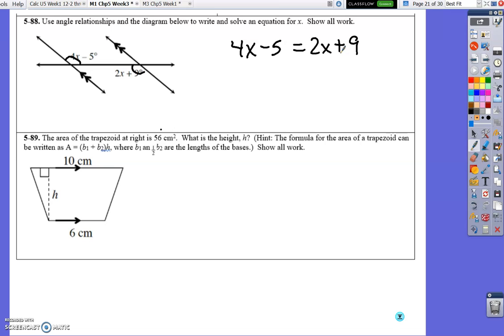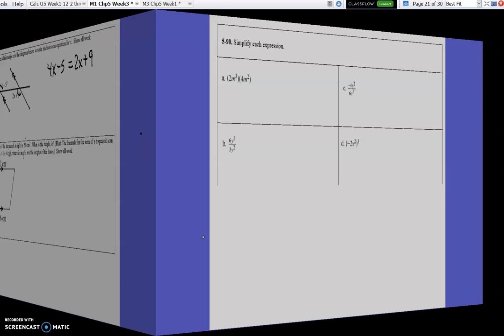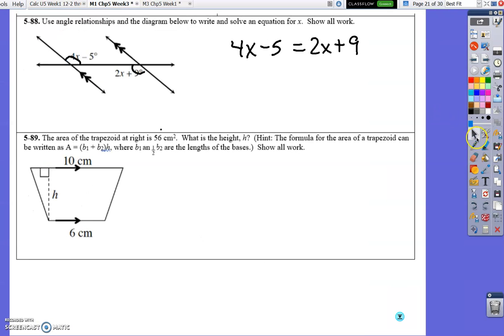The area of the trapezoid at the right is, what's the height? There's the formula. Okay, so our lengths of the bases in this 1/2, that's annoying. Sorry. And so the lengths of the bases, that's missing. So this formula is wrong, so it's good that we're having this video. Area equals 1/2 base 1 plus base 2 times h. And they told me the area was 56.